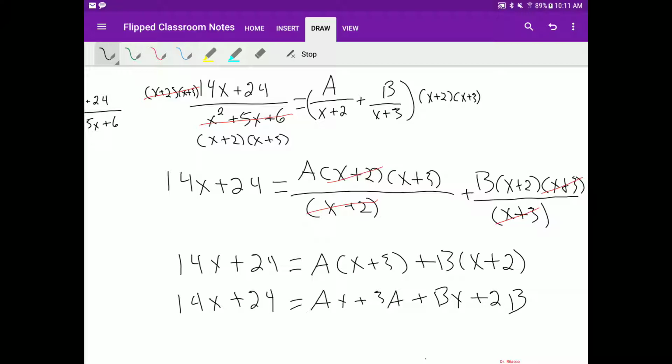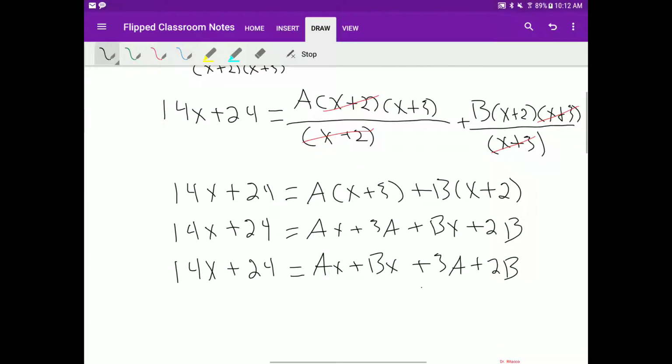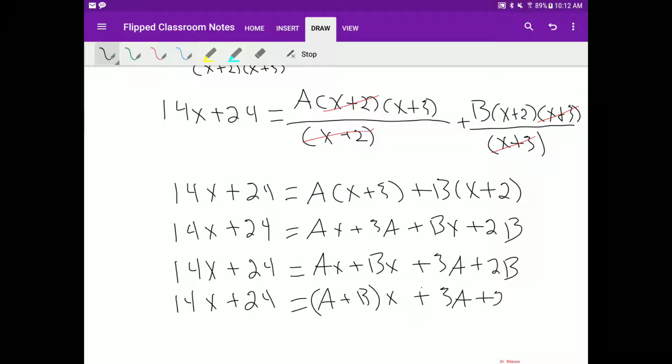Now I'm going to bring the x's and the a's together. So we have 14x plus 24, still on that side. So now ax plus bx plus 3a plus 2b. Okay, now I'm going to factor the a and b out of that x. And why I'm going to do that will be clear in 1 second. So we have a plus b, x plus 3a plus 2 times b.